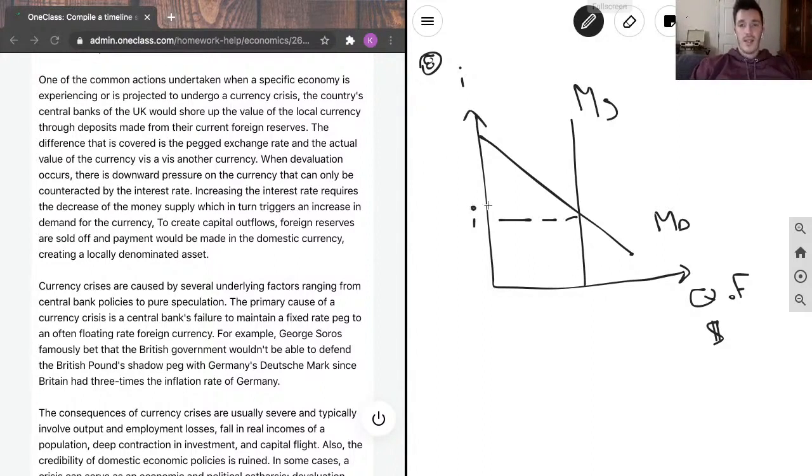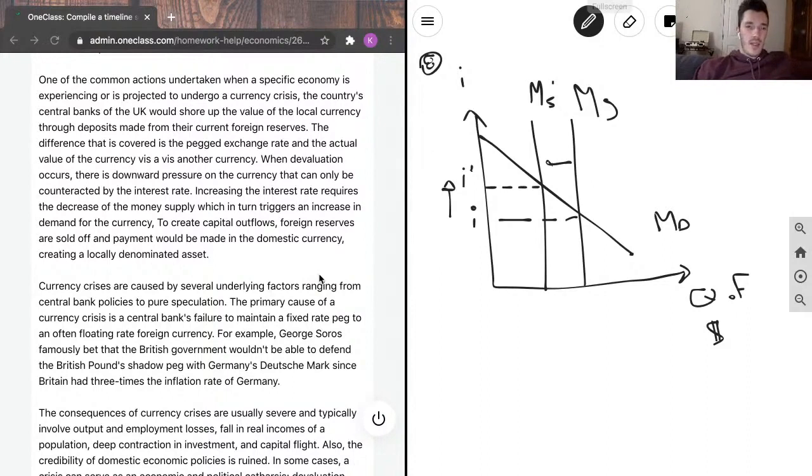So if we want to increase the interest rate, we're going to have to shift the money supply curve to the left. We'll call that MS prime. And assuming the money demand curve stays the same, the new interest rate will be higher than the old one. So increasing the interest rate requires the decrease of the money supply, which in turn triggers an increase in the demand for the currency. To create capital outflows, foreign reserves are sold off and payment would be made in the domestic currency, creating a locally denominated asset.